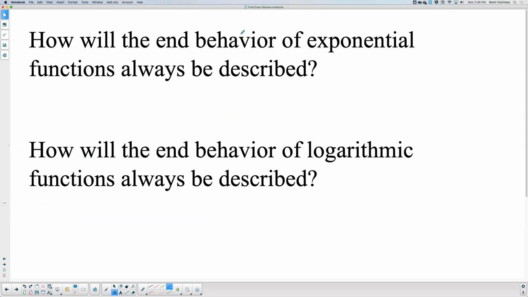Now, how will the end behavior of exponential functions always be described? Well, no matter what, on an exponential, I'm just going to say exponential like that, as x goes one way you'll have one limit going to -infinity, because remember, this is all reals. So you'll have one going to -infinity, and the limit of the other will be going to +infinity. So you'll always have -infinity and a +infinity.